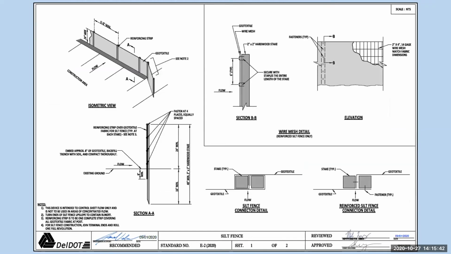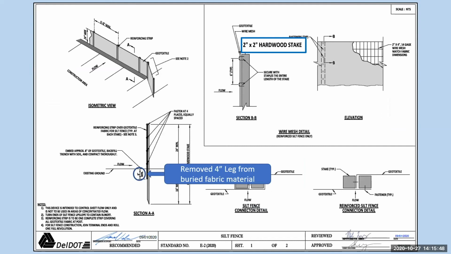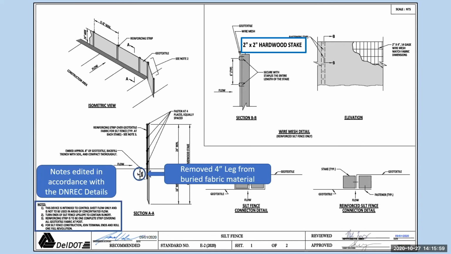This is the silt fence detail. So remove the 4-inch leg from the buried fabric material. It used to go down 4 and over 4, now it just goes down 8. And again, edited the notes so that they were in accordance with the DENREC details. Also called out hardwood stakes.